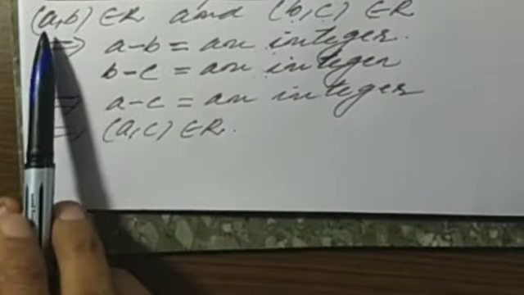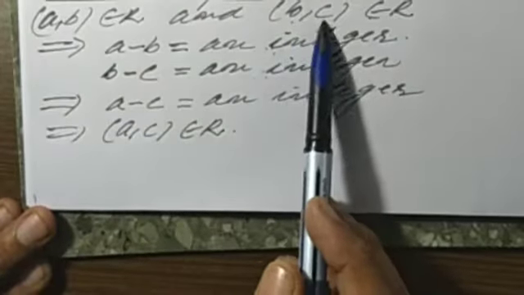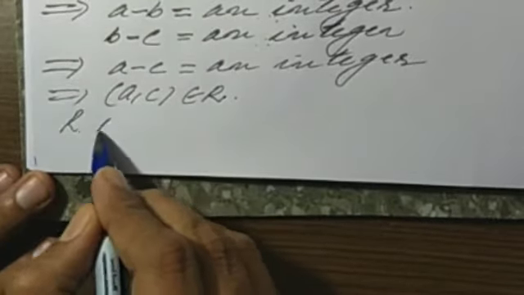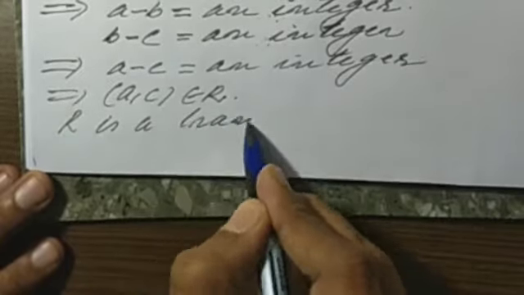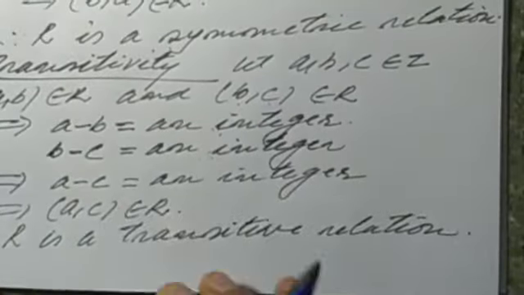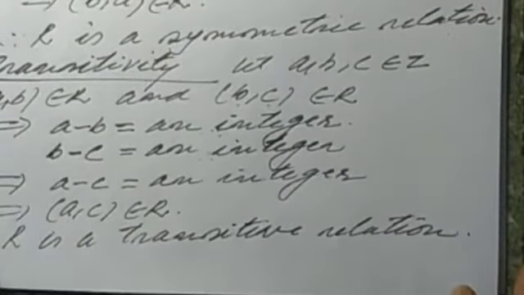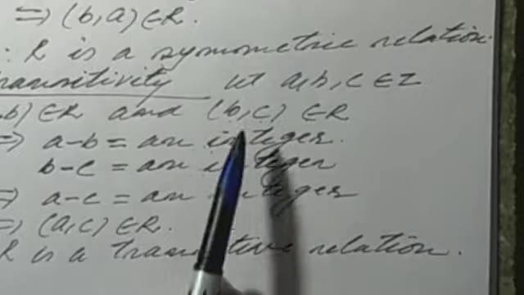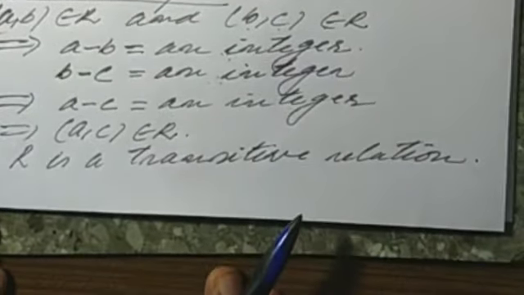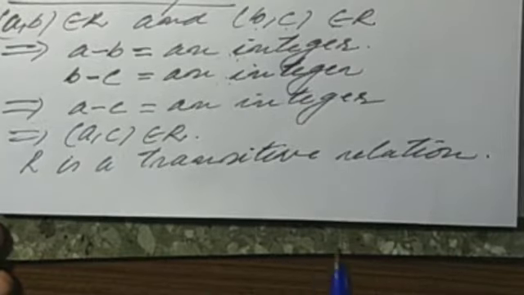So we have shown that if (a, b) belongs to R and (b, c) belongs to R, then (a, c) must also belong to R. So we may conclude that R is a transitive relation. So by the above discussion, we have shown that R is reflexive as well as symmetric as well as transitive. So we may conclude at last that R is reflexive, symmetric and transitive as well. In short, we may say that R is an equivalence relation.